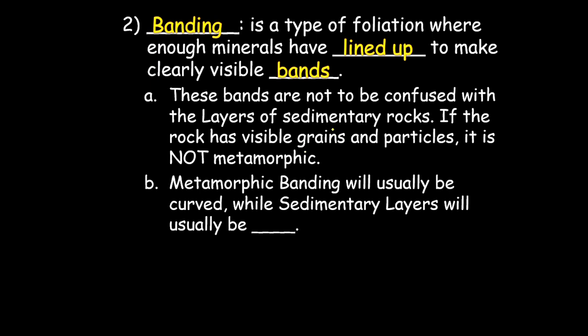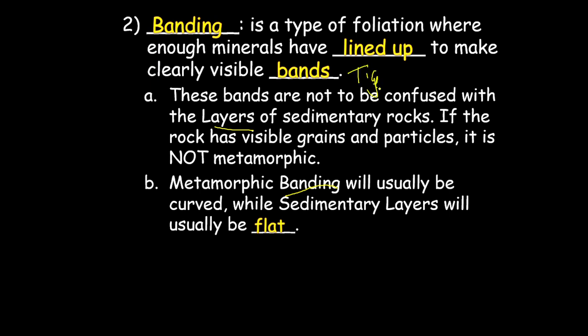Please do not confuse these with the layers in sedimentary rocks. If the rock has visible grains and particles, it is not metamorphic, meaning if you see essentially the pages in the side of a book layered perfectly flat on top of another, that is sedimentary layers. Metamorphic banding will usually be curved because we have a lot of heat and pressure. Sedimentary layers are going to be flat. So again, picture the stripes on a tiger for banding. Banding is tiger stripes.